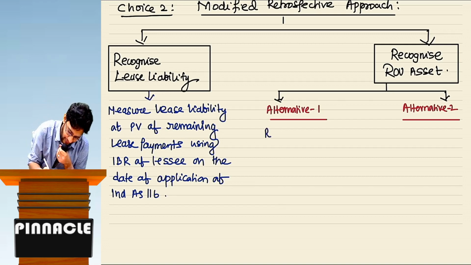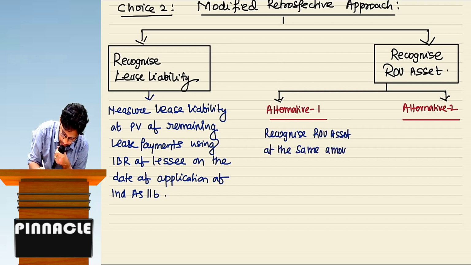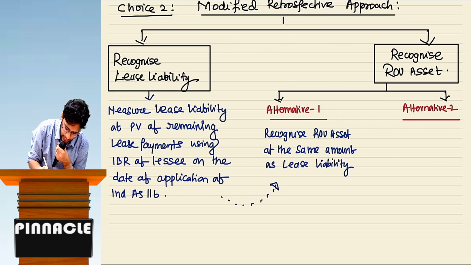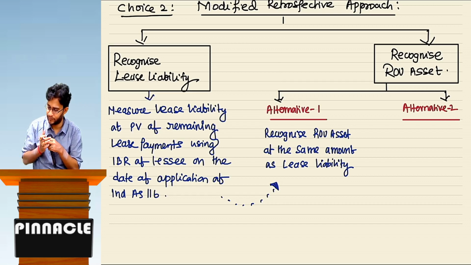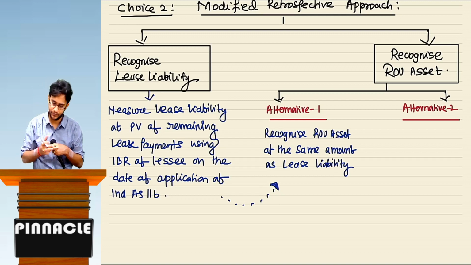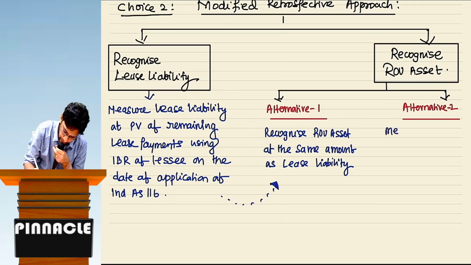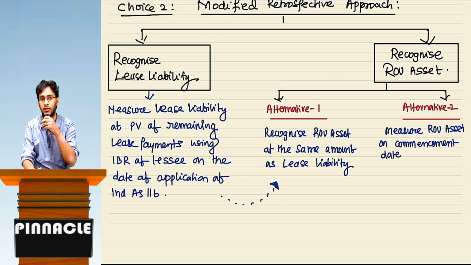Okay, first alternative, easy alternative. Recognize ROU asset at the same amount as lease liability. That means whatever amount you are using for lease liability, the ROU asset also you use the same. Either this or measure ROU asset on commencement date. Commencement date means the first initial date whenever you took the lease.